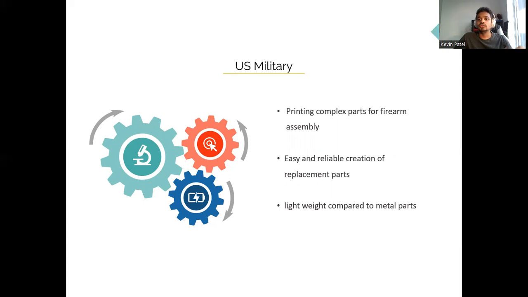So on-the-go creation is also possible, and they can print only the number of parts they want without any costly dies or any other material. Third thing is the lightweight nature of the parts. They don't need the metal parts now. With plastic and other materials, they can print the parts with the same efficiency and reduced weight.